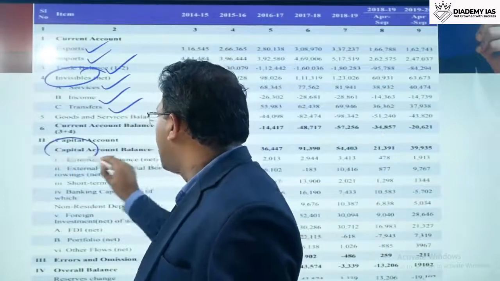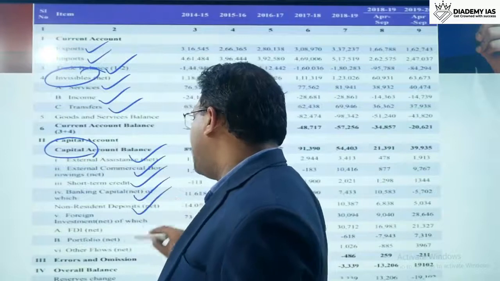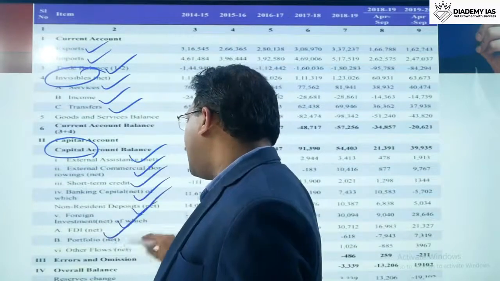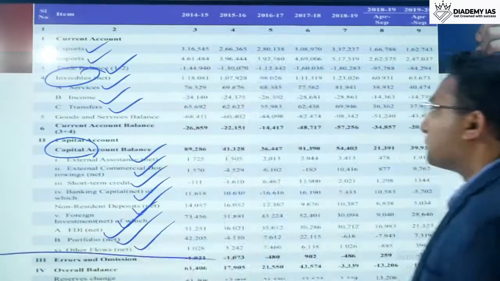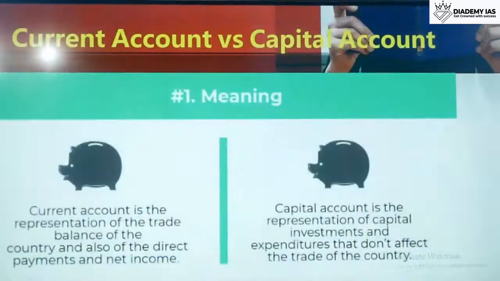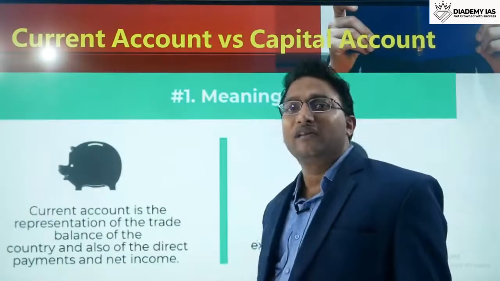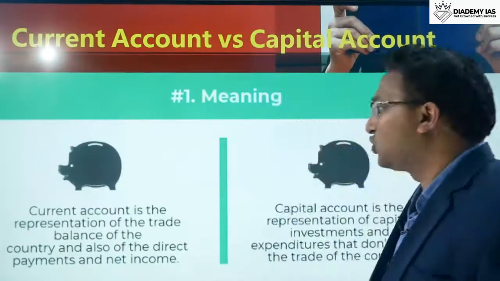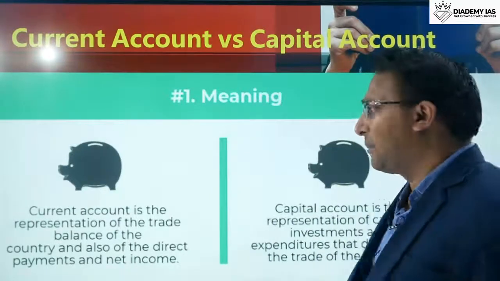In the capital account, we have covered ECB, external assistance, short-term credit, banking capital, NRI deposit, FDI, FII, FPI, right, and other flows. So we have covered these till now. Now, we will see the difference between the capital account and the current account. So to make this difference more clear, let me show you in brief the difference between the current account and the capital account.